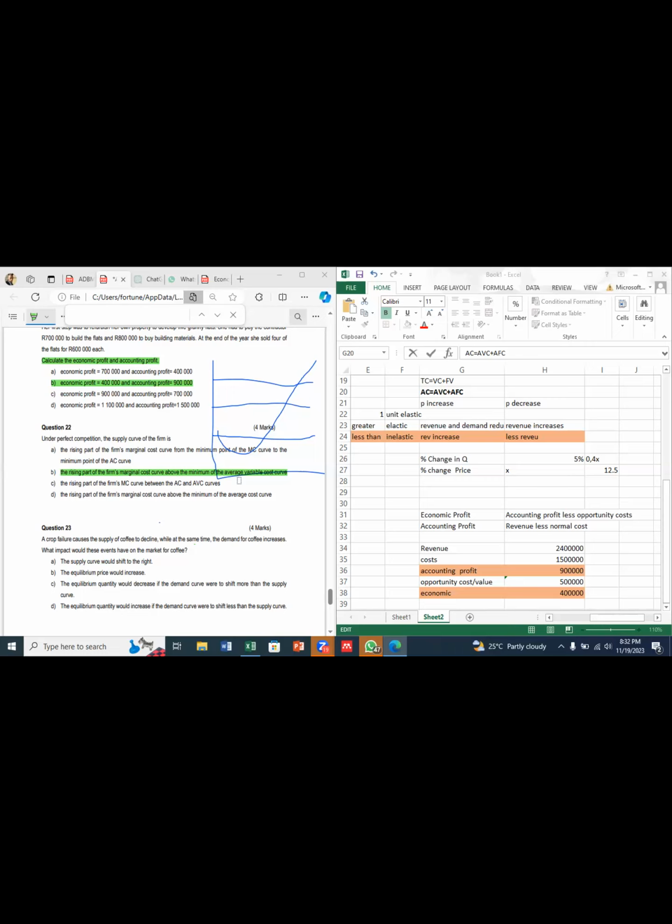Didn't you say a while back that a failure of a certain supply does not necessarily increase the demand for the thing? Yes, but in this particular instance, it has been mentioned that there is a definite demand increase in coffee. It has been mentioned, but if not mentioned, it does not necessarily mean that the demand changed. Okay.